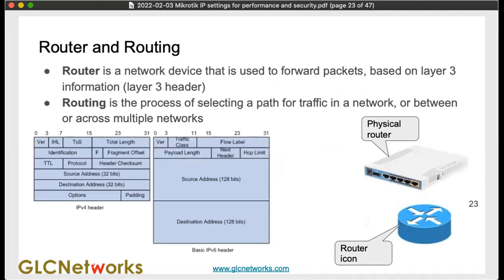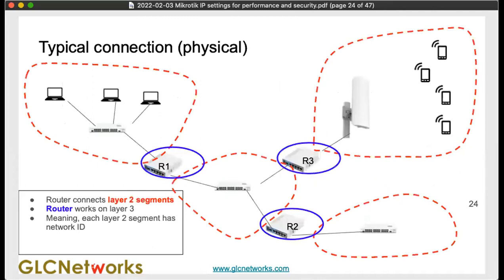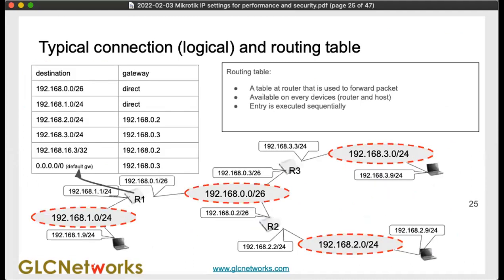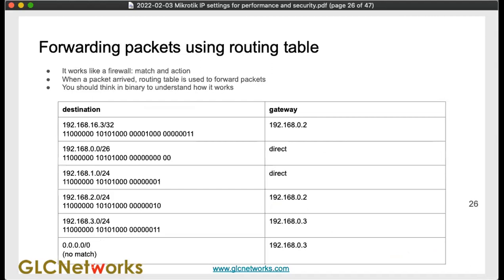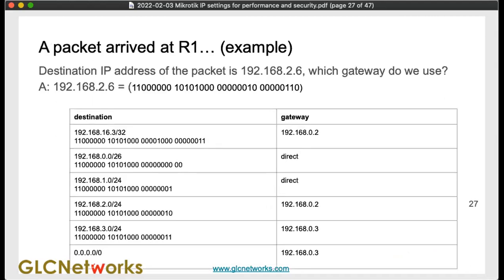We have a router and routing. Okay, so the router is the device to forward the packets. Routing is the process. Usually when we develop a network, we set up a physical topology, and later on we develop the logical topology that consists of the layer 3 information. On every router, we develop a routing table, which works like a firewall. You have to match, and eventually the packets will be forwarded to the nearest gateway based on the destination address.